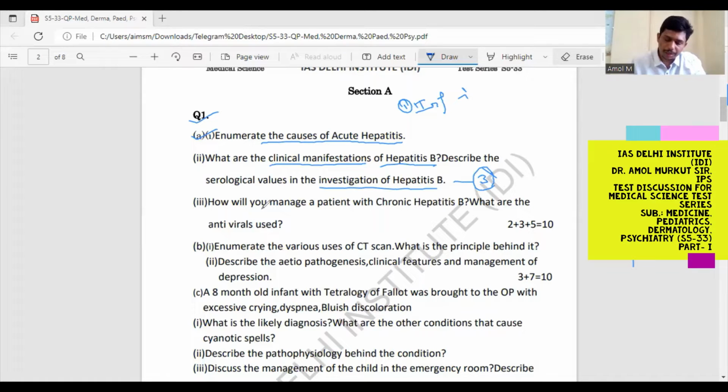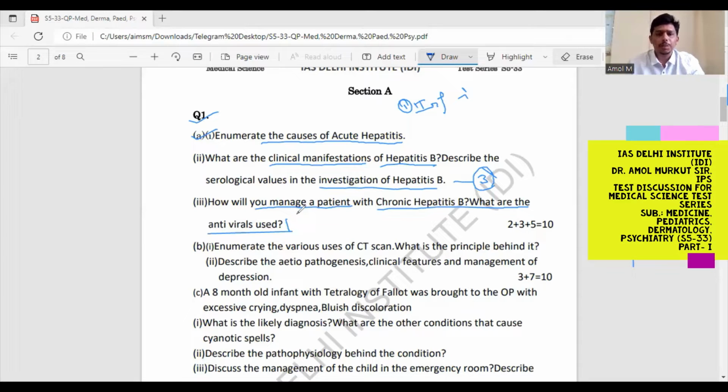Then third question, how will you manage a patient with chronic hepatitis B? What are the antivirals used? In a few answer copies, what you can see is that people have written the symptoms of cirrhosis. Chronic hepatitis B and cirrhosis are different things.